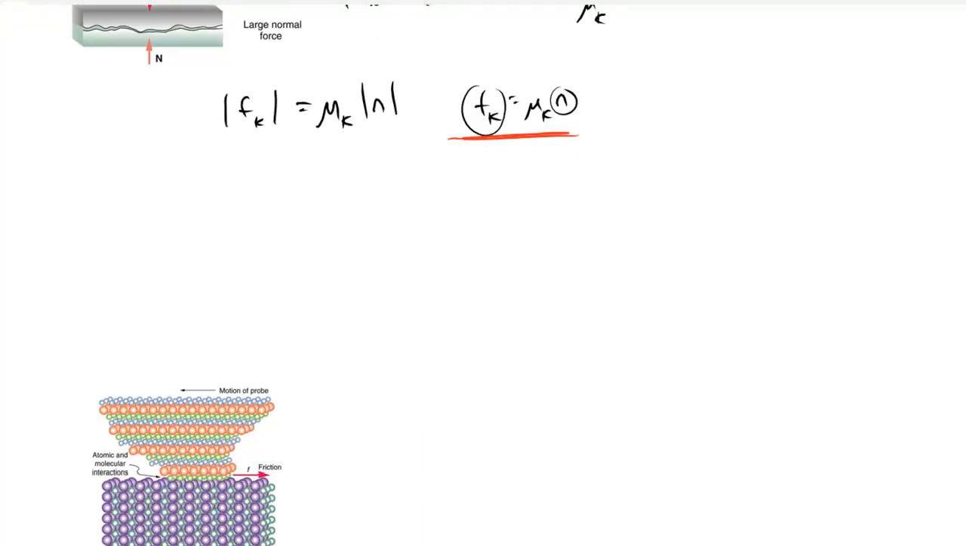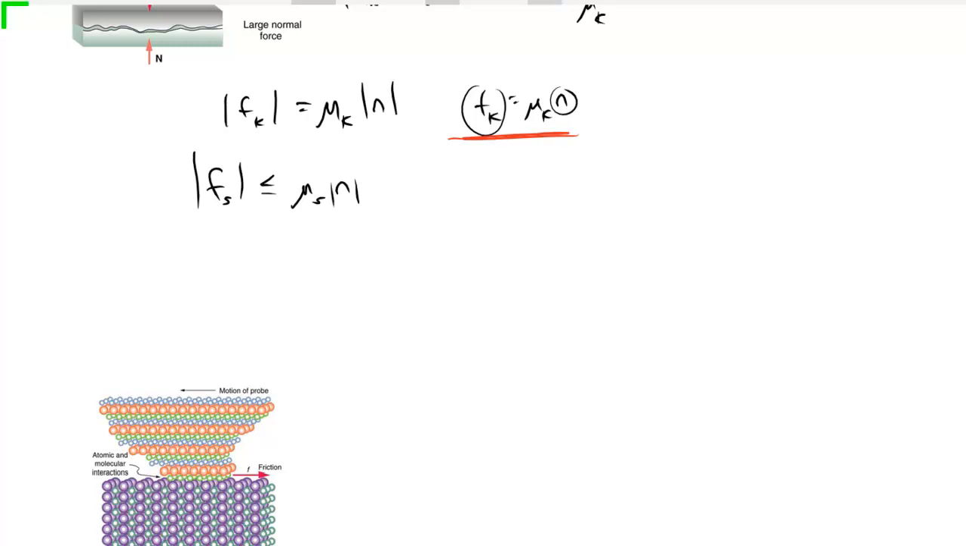The static friction force is slightly different. We have to write our static friction force as an inequality: the static friction is less than or equal to the coefficient of static friction times the normal force. And again, these are magnitudes. Static friction is parallel to the surface as well.